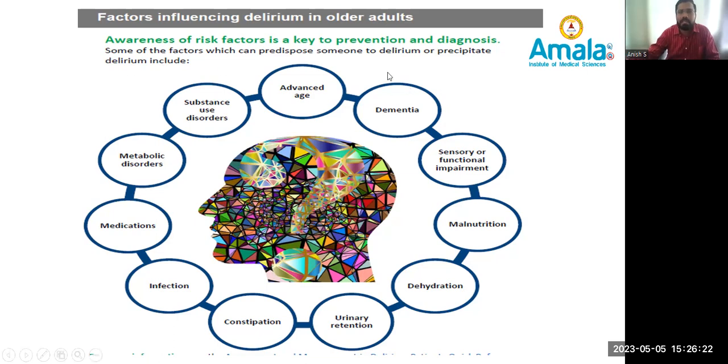So some risk factors that predispose someone to delirium or precipitate delirium are advanced age, dementia, sensory or functional impairment. So hearing impairment, vision impairment, decreased nutrition, and malnutrition, which may be related to sharp teeth causing problems with the tongue and pain, and that would have resulted in decreased intake, dehydration, urinary retention, constipation, infection, medications, metabolic disorders, substance use disorders. All these can precipitate delirium in someone who is predisposed to it.